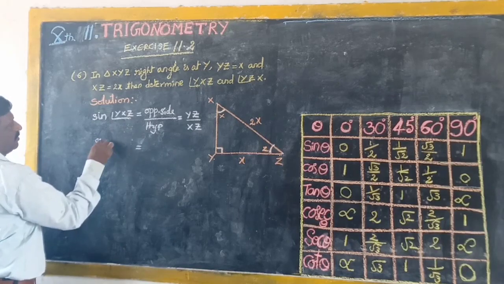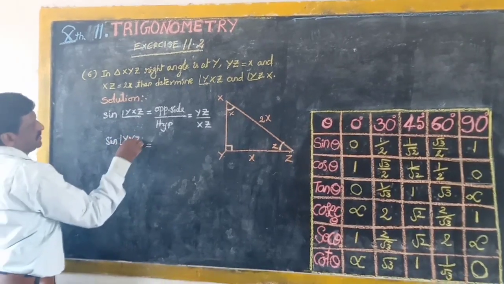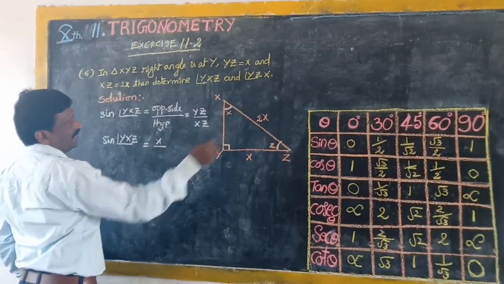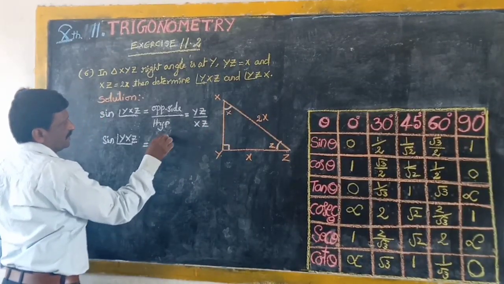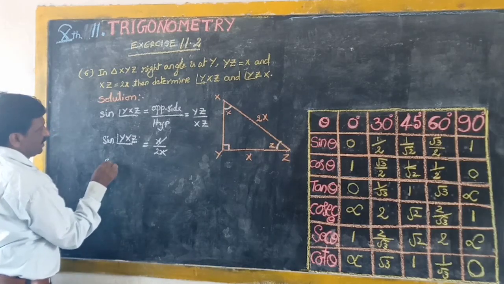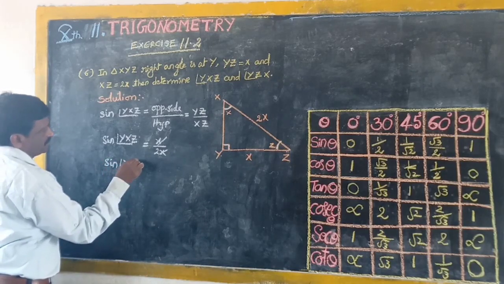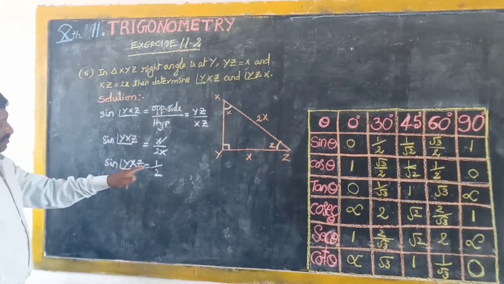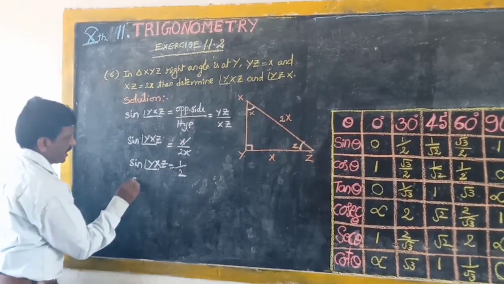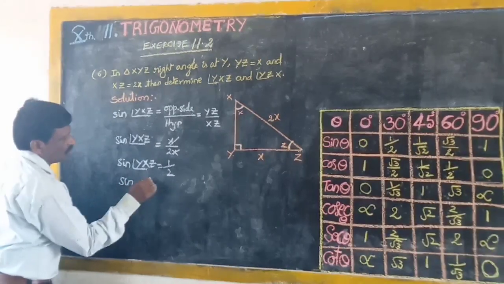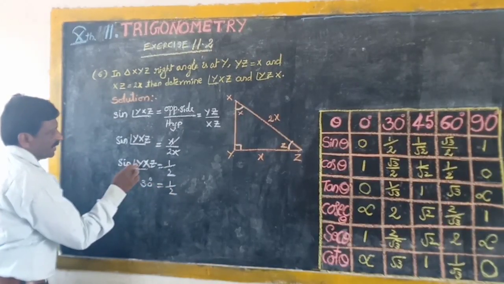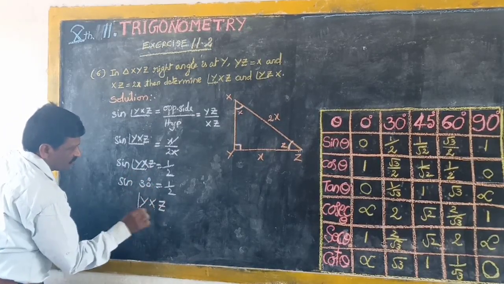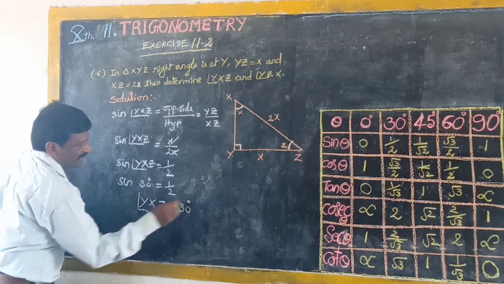So sine of angle YXZ is equal to YZ, which is X, by 2X. X and X cancel. Sine YXZ is equal to 1 by 2. Sine of which value is 1 by 2? Sine 30 degrees is equal to 1 by 2. So YXZ is equal to 30 degrees.